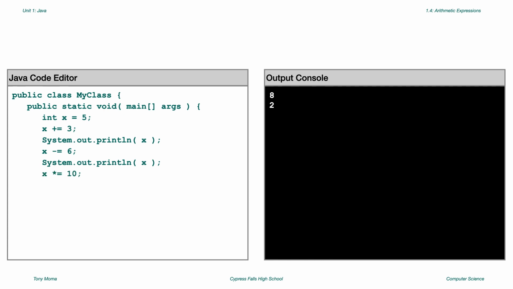In the next line, we set x equal to its current value times 10. What's the current value? 2. What's 2 times 10? 20. Thus, 20 gets stored in x, and when we print it out, 20 gets output.